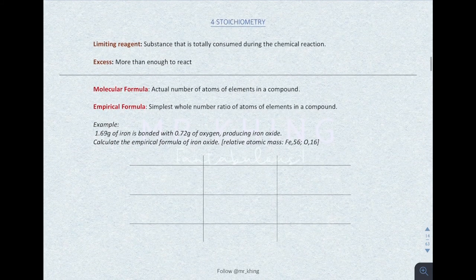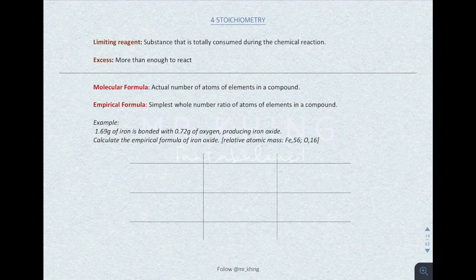Right, next, limiting reagent and excess. So what are the definitions of these two terms? Remember, limiting reagent means the substance that is totally consumed during the reaction. Excess means more than enough to react. Then molecular formula and empirical formula definitions, important. Molecular formula means the actual numbers of atoms of elements in a compound. Empirical formula shows the simplest whole number ratio of atoms of elements in a compound.